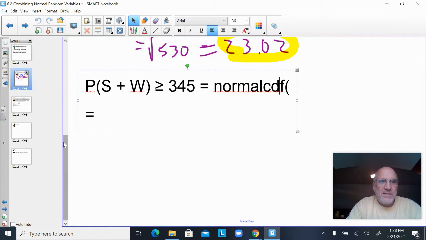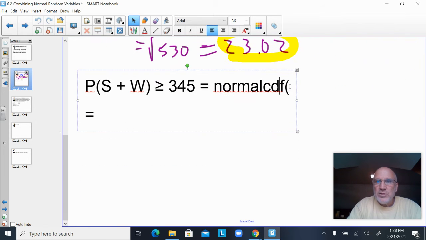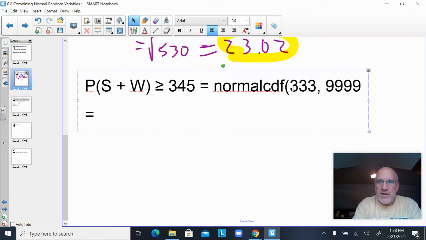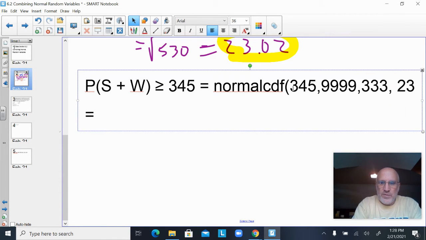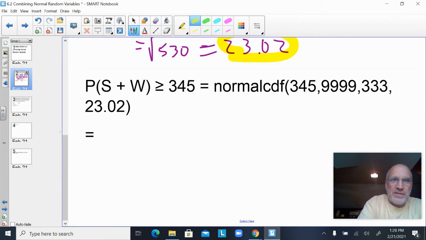So that's just normal CDF. My lower bound is 345, my upper bound 9999, then the mean 333, and the standard deviation 23.02. Remember: normal CDF, lower bound, upper bound, mean, standard deviation. And let me draw this here before I calculate it.